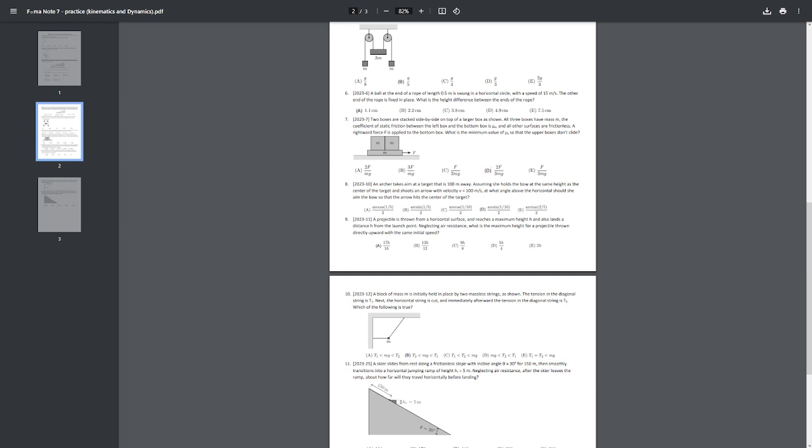Now that that's cleared up, let's use the correct range, which is equal to v naught squared sine 2 theta over g. Let's just plug stuff in. Our range is equal to 100. Our velocity is 100 squared. Sine 2 theta divided by g, which is 10. Cancel these off. Move this to the other side, and now we have sine 2 theta is equal to 1 over 10.